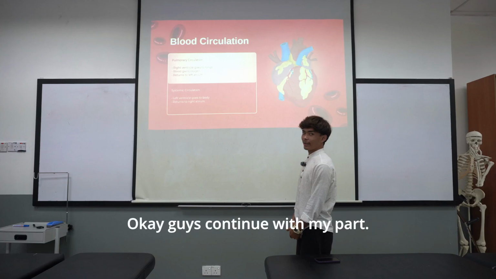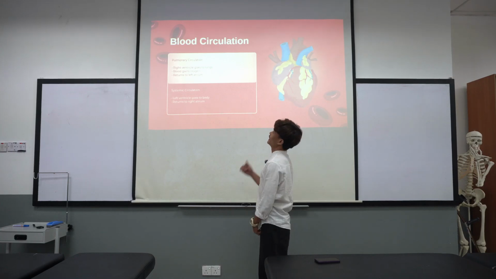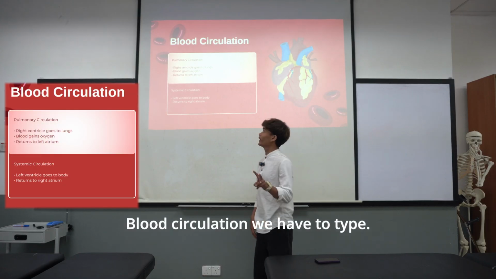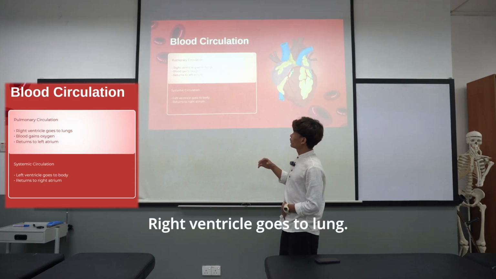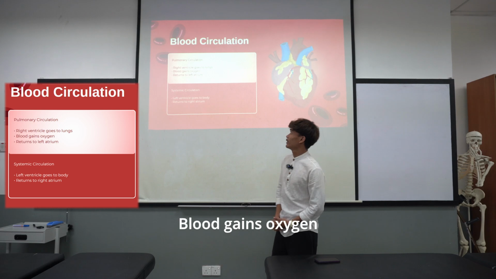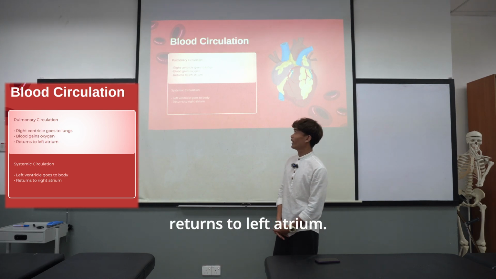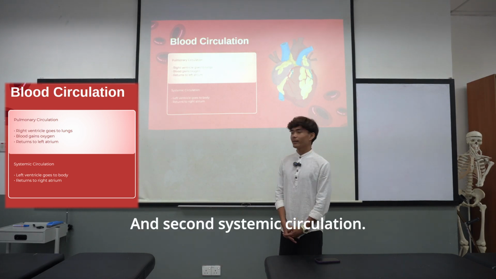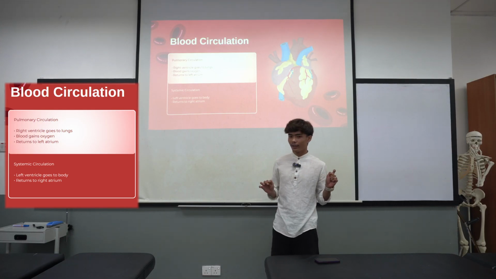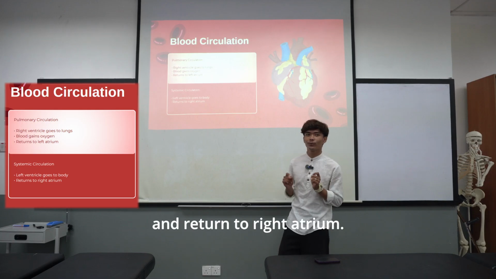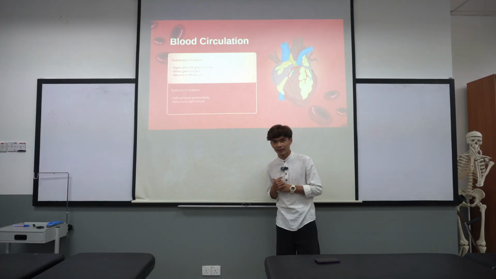Thank you. Okay guys, continuing with my part. Blood circulation, we have 2 types. The first one is pulmonary circulation: the right ventricle goes to the lungs, blood gains oxygen, and returns to the left atrium. And second, systemic circulation: the left ventricle goes to the body and returns to the right atrium.